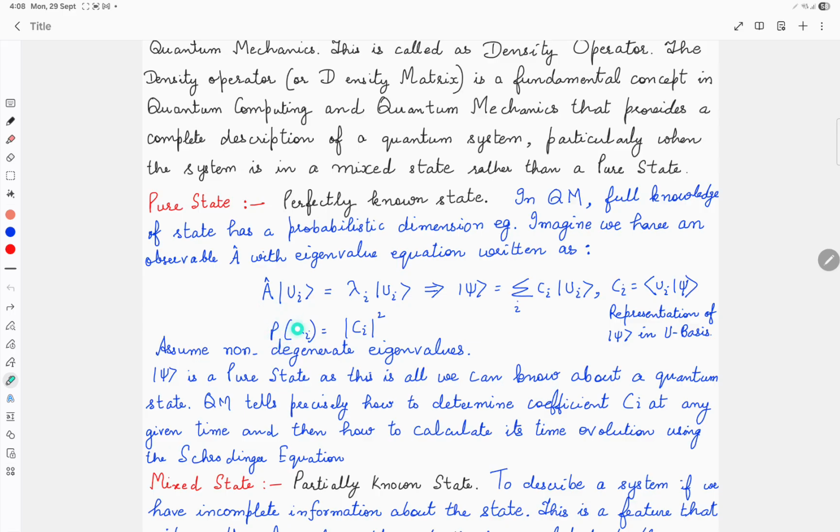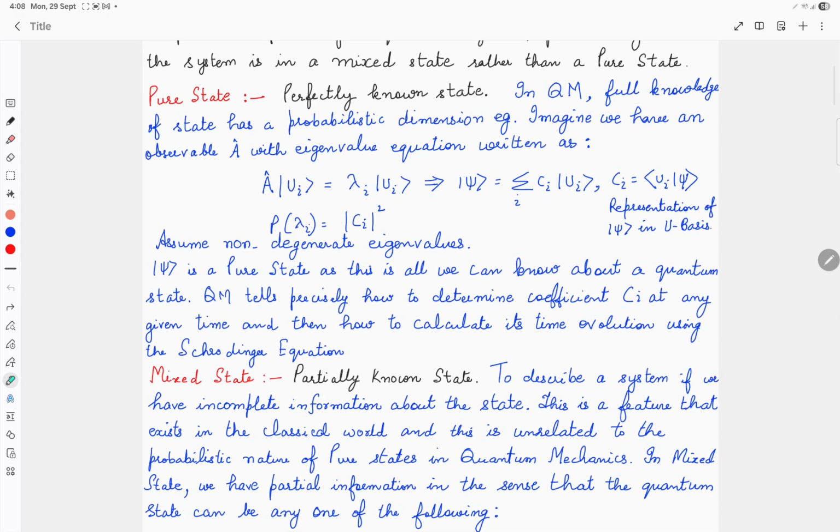We also know that the probability of getting a measurement outcome, which will be one of the eigenvalues, is as follows: the probability of the eigenvalue λ_i is given by the magnitude squared of c_i, where c_i is the coefficient corresponding to the eigenvalue λ_i, and we assume that the eigenvalues are non-degenerate. We know that |ψ> is a pure state, as this is all we can know about a quantum state. When the system is in this superposition state, it is a pure state because the state is not mixed.